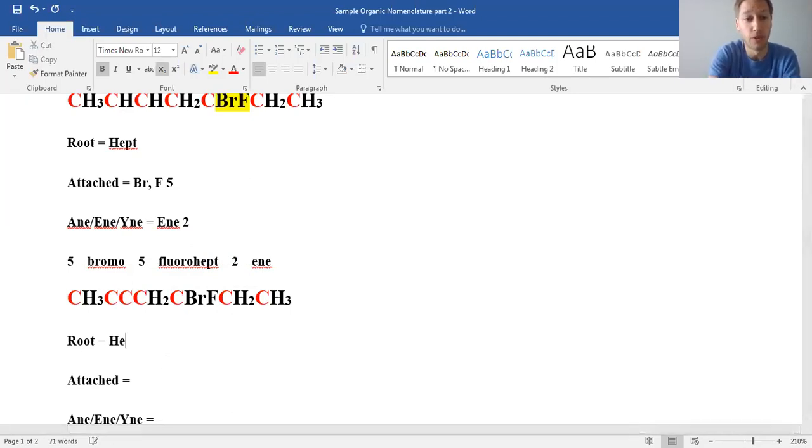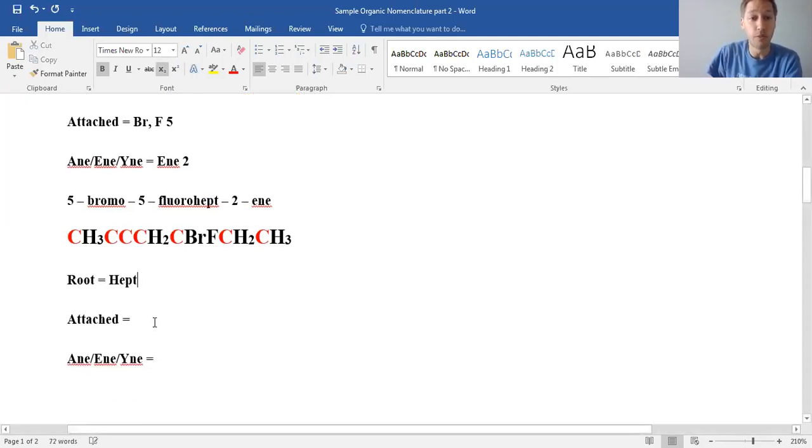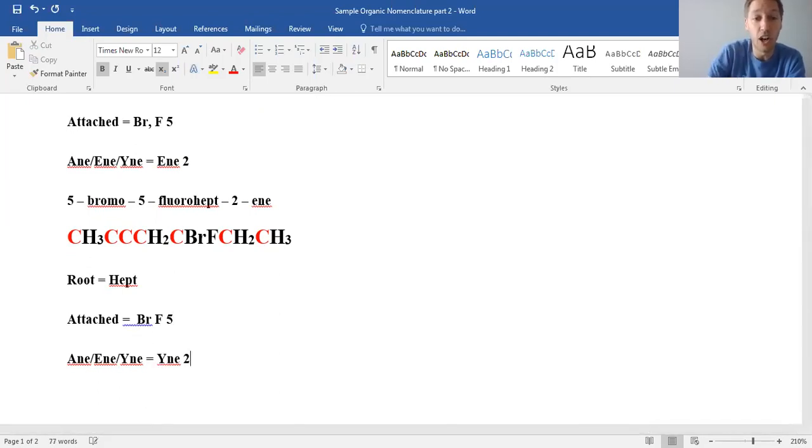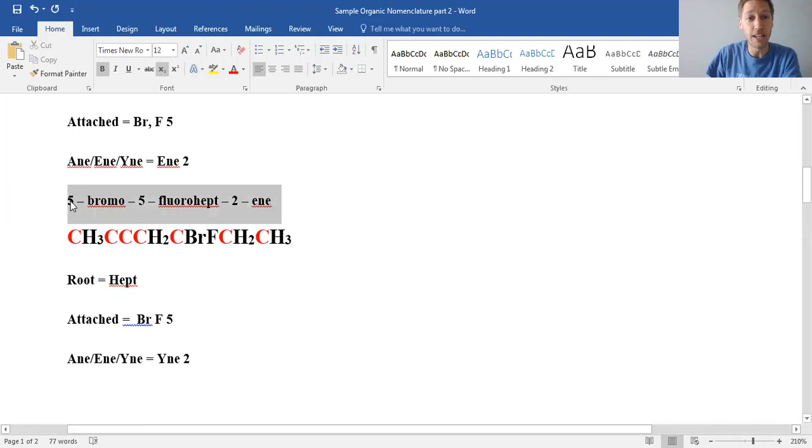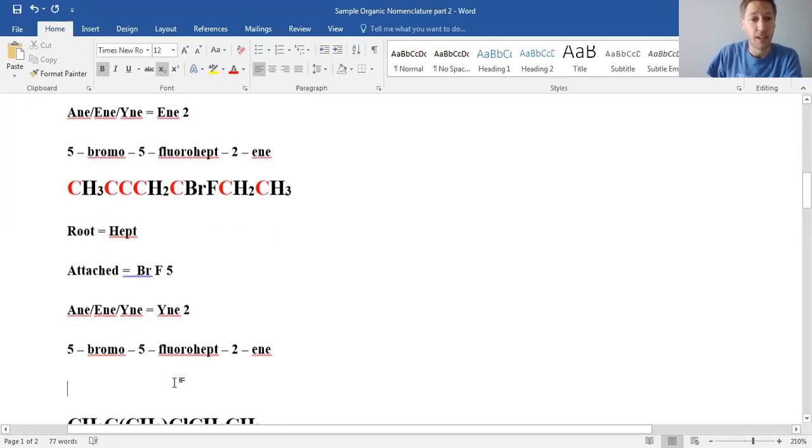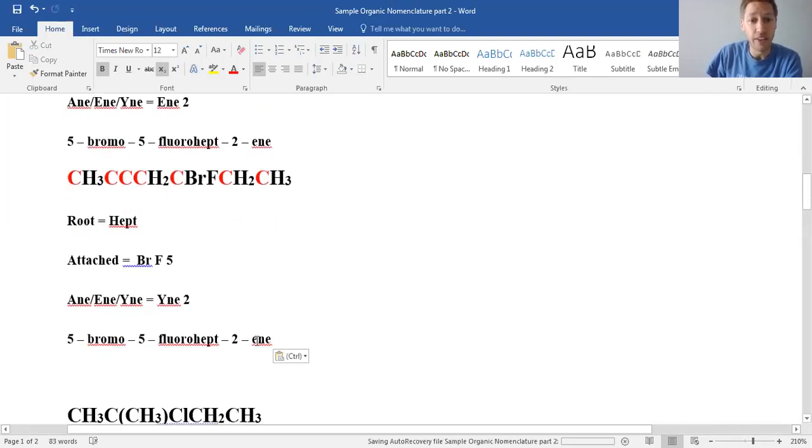which means we're going to have a triple bond there. So again, our root is going to be hept. We still have the Br and the F showing up. They're on the 5th carbon again. And we're going to be an yne this time on the second carbon. So the only thing that changes between these two is that instead of having an ENE, we're going to have a YNE. We're saying that there is a triple bond on the second carbon going to the 3rd.